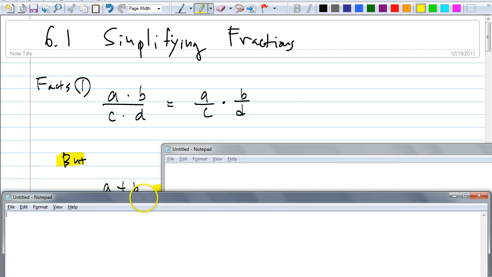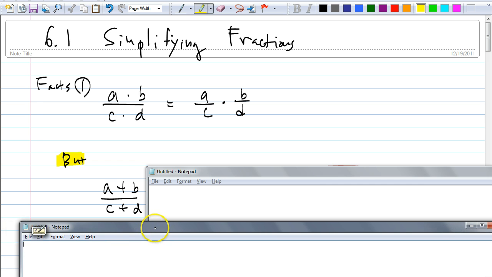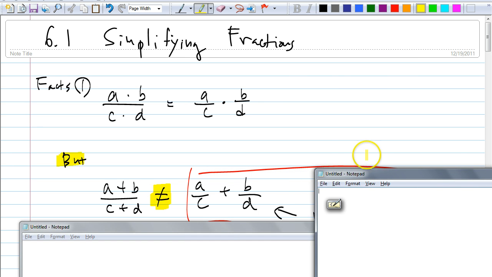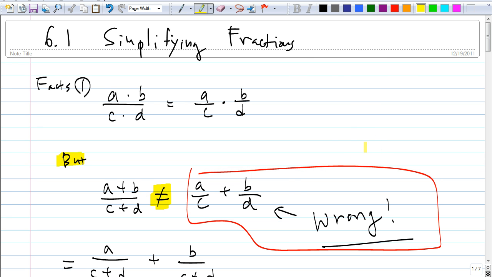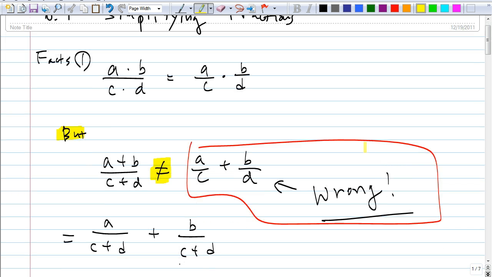Now, what about this? Because a lot of people, when they see A plus B over C plus D, ask: can I write this as A over C plus B over D? No, don't do that. That's really wrong. That's not correct at all. So please don't do that. Could I write it as A over C plus D plus B over C plus D, where you have a common denominator of C plus D? Yeah, that's fine. But you can't separate it like the other way.